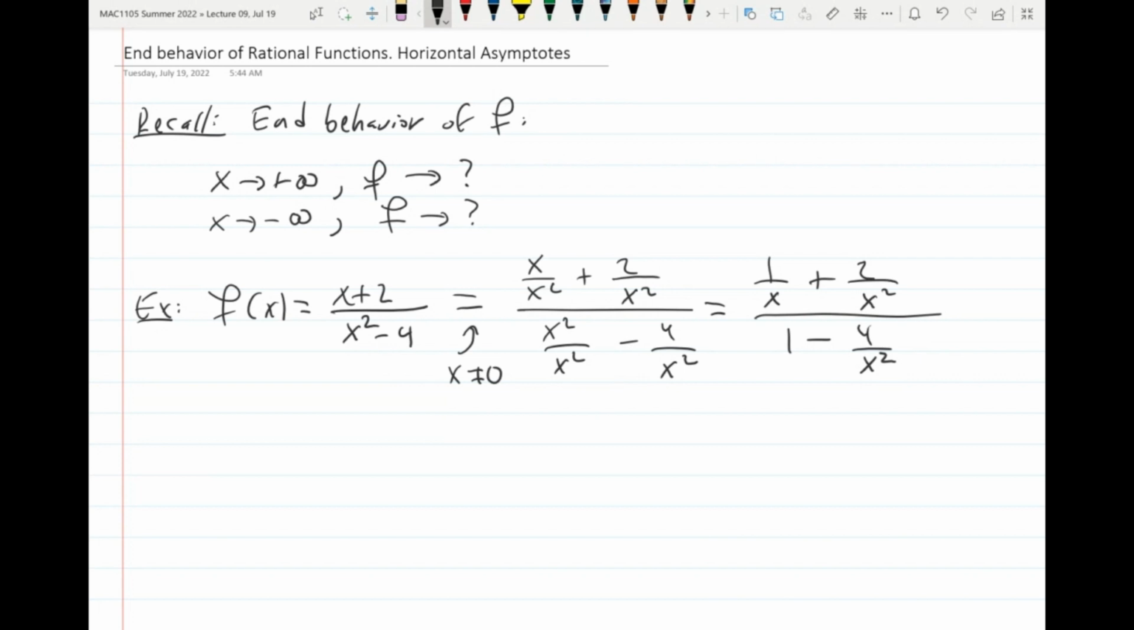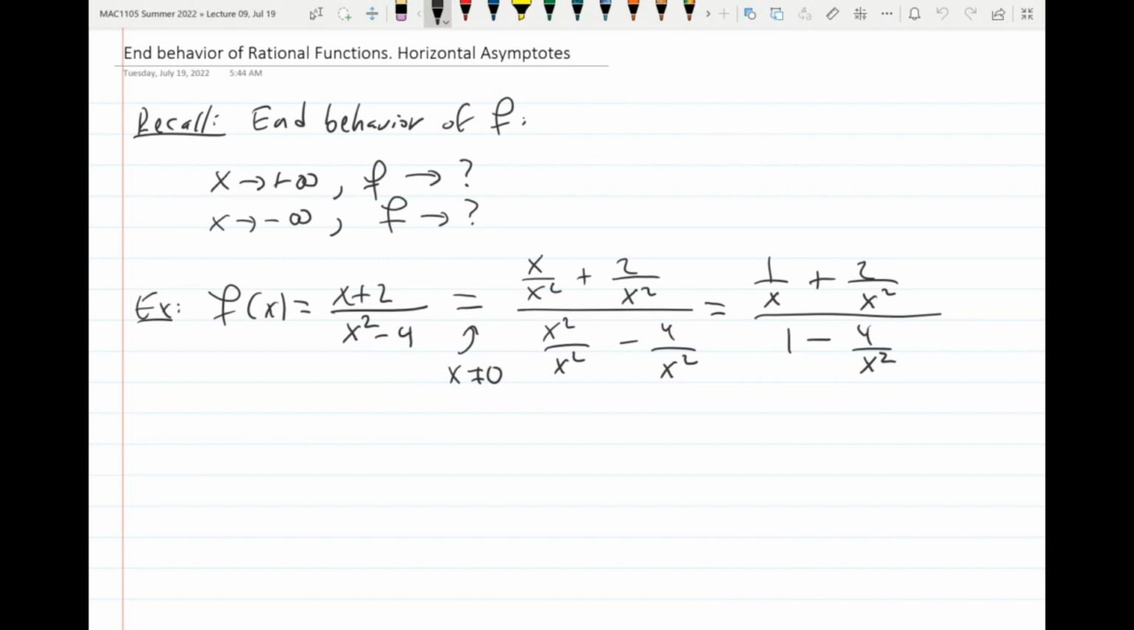So as long as x is different than 0, our function is the same as this expression. The reason why we need to make that distinction is because this expression is not good for x equals 0. Do you understand this? That's a bunch of little fractions with x's in the denominator. But away from 0, these two things are the same. Now, this is easier to analyze.